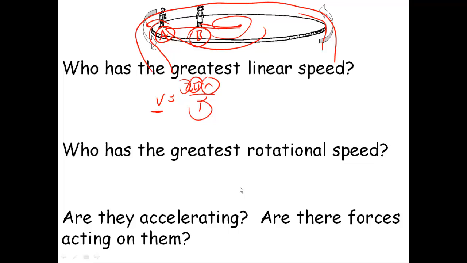How about rotational speed? Remember, you need to know the number of times around and the amount of time. They're both going around in the same amount of time and both doing the same number of rotations. So they both have the same rotational speed. But are they accelerating? You betcha, because they're changing direction. And which way does the force act? Well, the force is inward, and if there wasn't friction holding them in, they would fly out tangent to the circle that they're moving on.